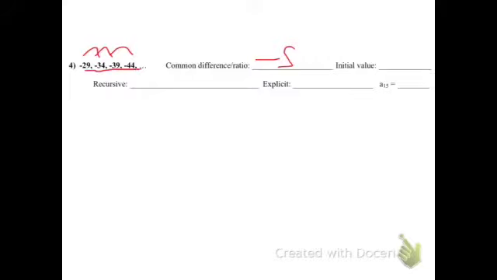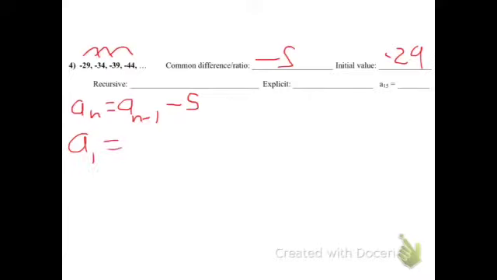Moving on to number 2, the common difference in this case is subtract 5, because it's subtract 5 every time. The initial value there is negative 29, so that's going to go there. Recursive function follows the arithmetic pattern, where every term is equal to the previous term, I would put plus negative 5, or just put subtract 5 there. And then my starting point, as in my first item in the sequence, a sub 1, is negative 29. So there's my entire recursive function.